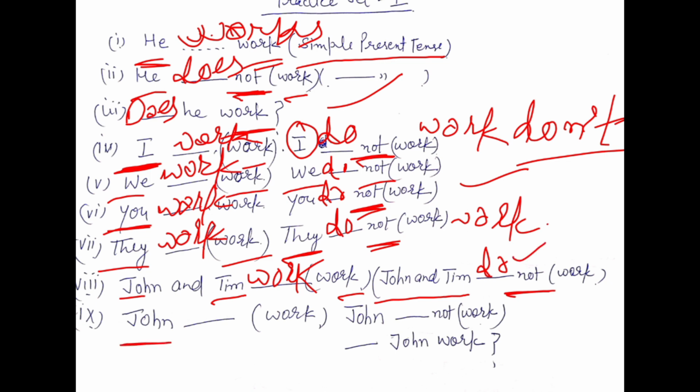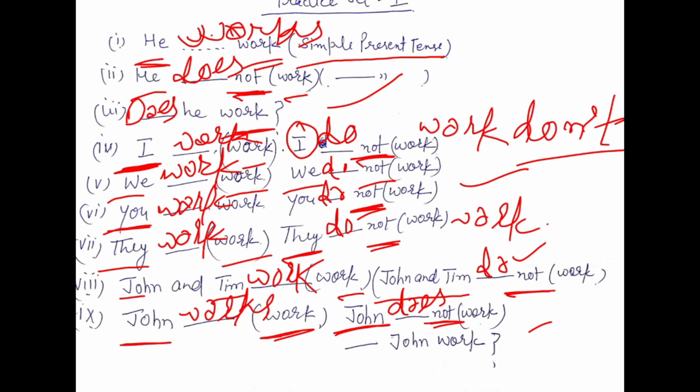John is a singular noun. With a singular noun, you have to use S/ES with the main verb. The main verb is given. So you have to write here: John works. Next is the sentence in negative form. Not is given. John is a singular noun. With a singular noun, you have to use does in negative sentences. So you have to write your sentence in this way: John does not work.